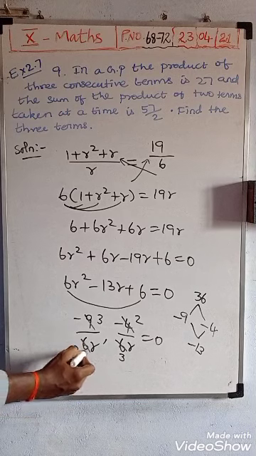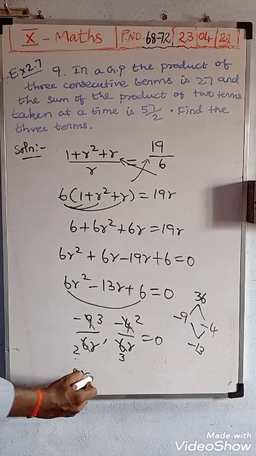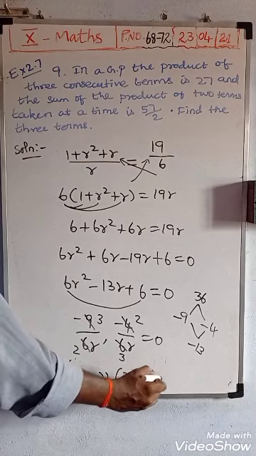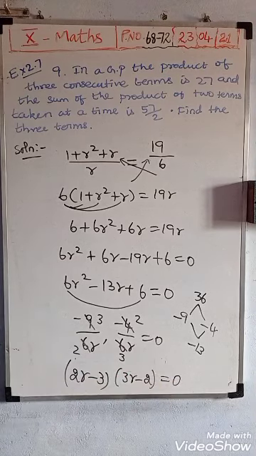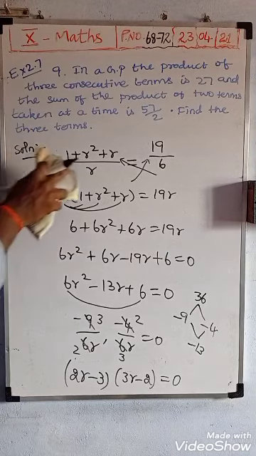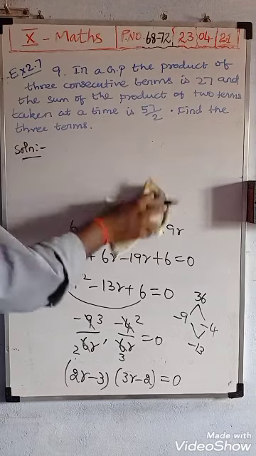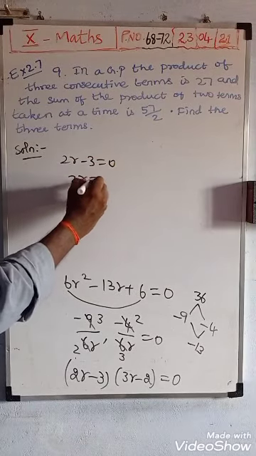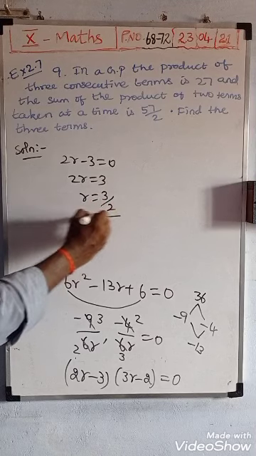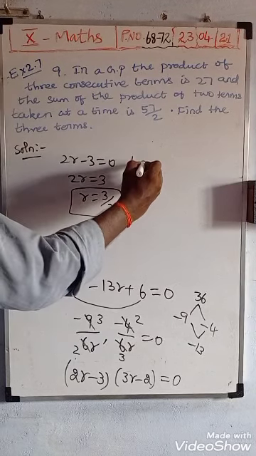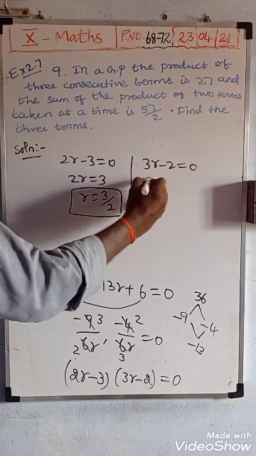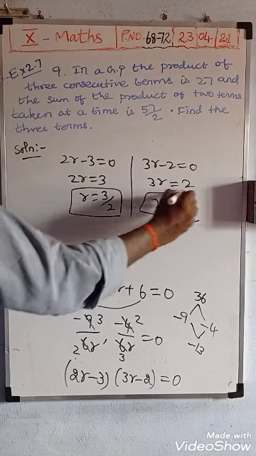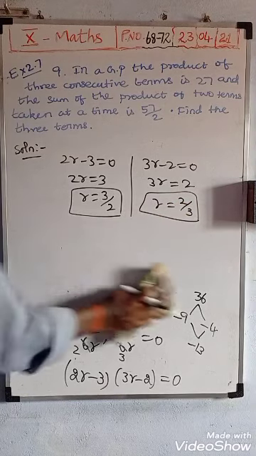So see, first denominator and numerator you should write: 2r minus 3 into 3r minus 2 is equal to 0. This is the factor of this quadratic equation. Now both you should equate with 0. 2r minus 3 is equal to 0, 2r is equal to 3, r is equal to 3 by 2. Minus 3 goes to the other side as plus 3. Then 3r minus 2 is equal to 0, 3r is equal to 2, r is equal to 2 by 3. So we have received both values of r.